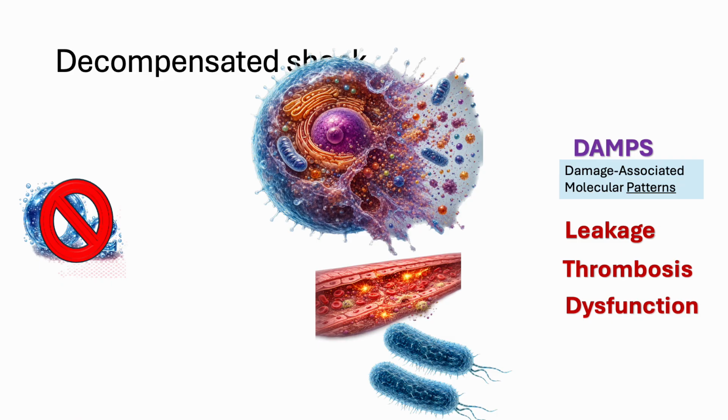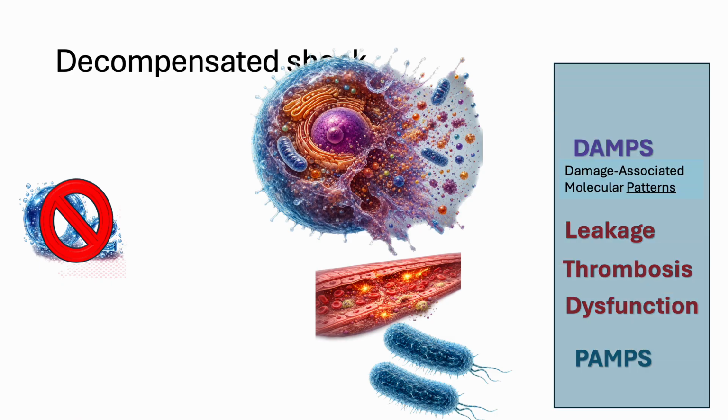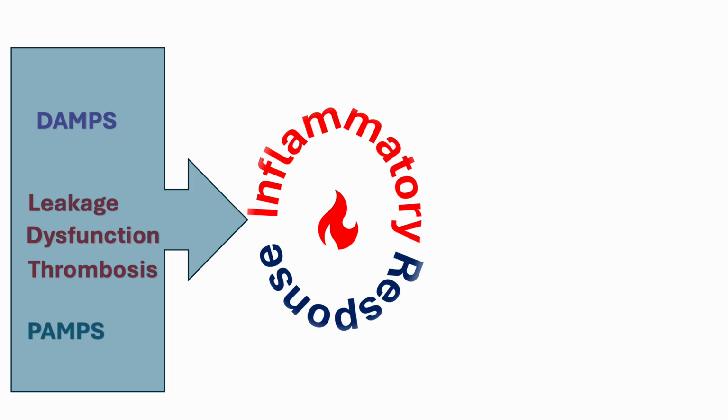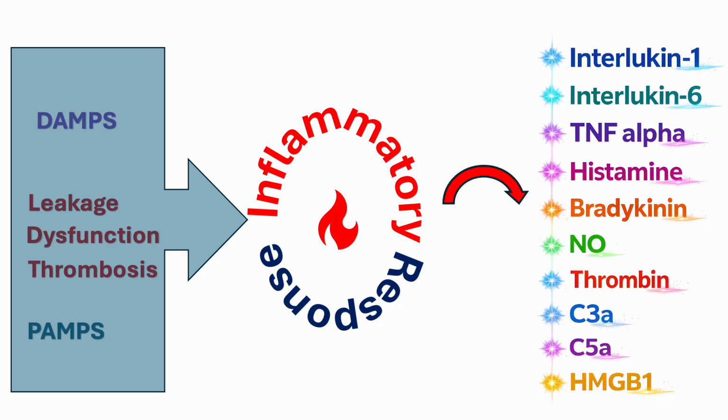Additionally, in septic shock, there is release of pathogen-associated molecular patterns by the causative microorganisms. These together stimulate an inflammatory response by the body, resulting in the release of this set of inflammatory mediators, and a vicious circle is established.